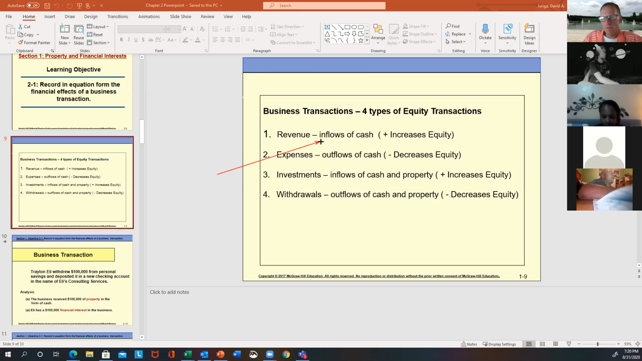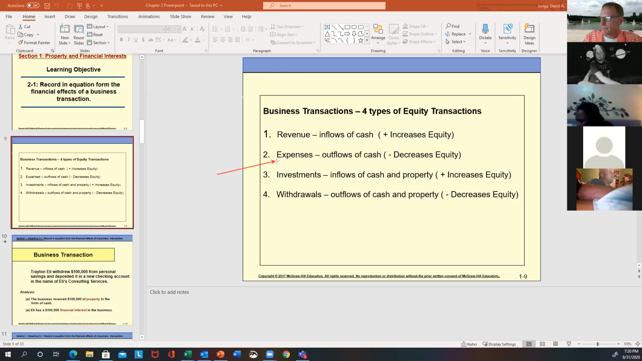Revenues is your inflows of money, right? Just like, how does Walmart earn money? They sell merchandise. How does McDonald's earn money? They sell food. So I think you understand the concept of revenue. That's pretty easy. Inflows of cash. Revenue will increase equity. Every time we come up with a revenue transaction, that's going to increase equity.